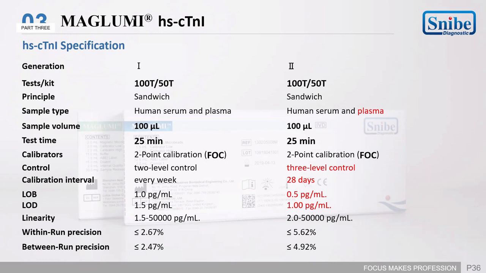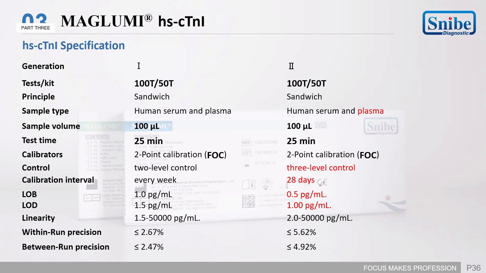So if we go to the high sensitive troponin I specification, we have two generation assays, the first generation and the second generation. We have 100 test and 50 test pack sizes with the sandwich principle based on human serum and plasma. We have a 100 microliter assay, and just 25 minutes assay time gives you the results for emergency ED department patients. We have a 2-point calibration in both first generation and second generation. We have introduced 3 levels of quality control in the second generation of the troponin I high sensitive assay. The onboard reagent calibration interval is 28 days.